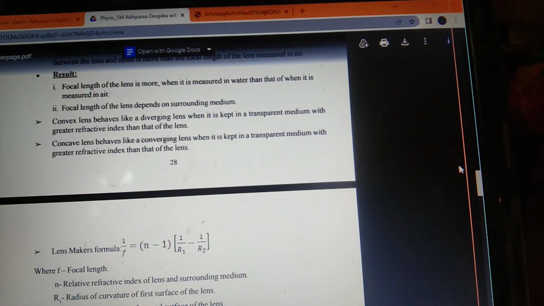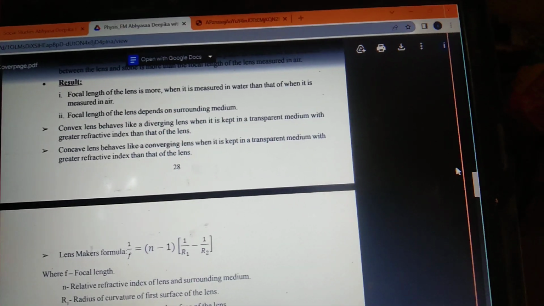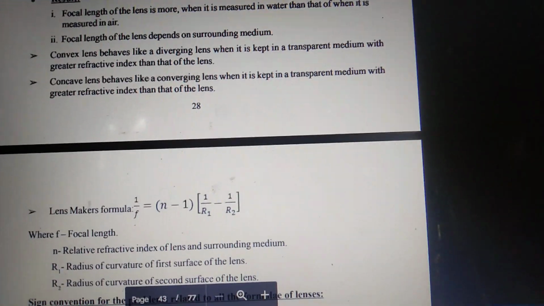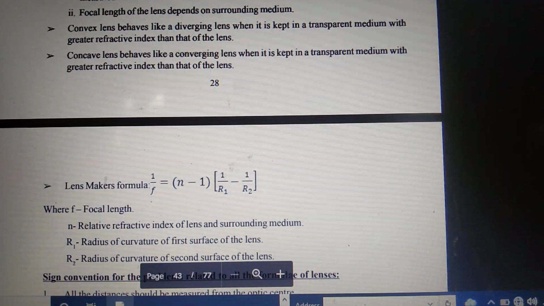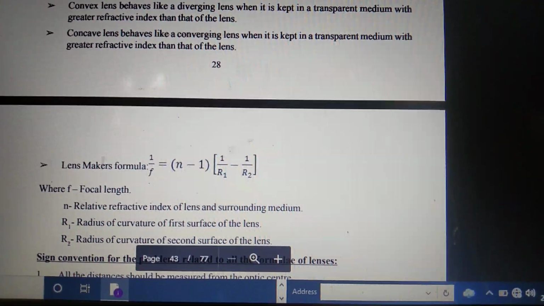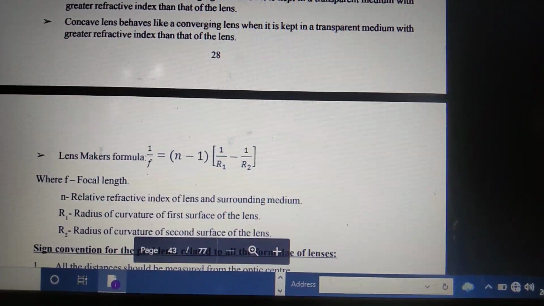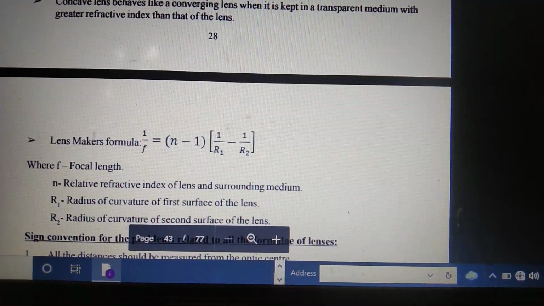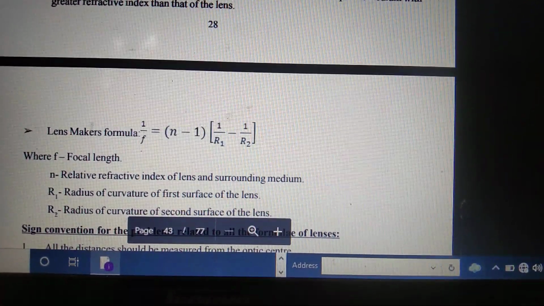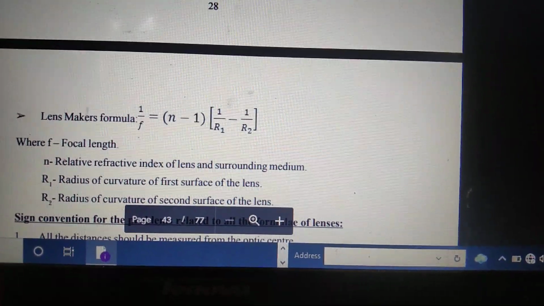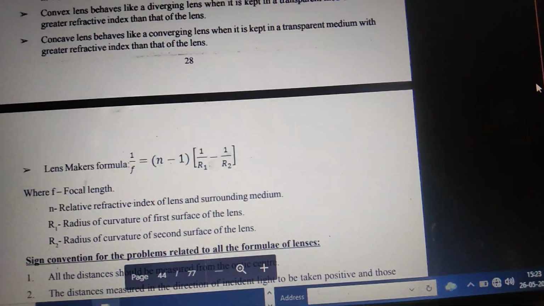A convex lens behaves like a diverging lens when it is kept in a transparent medium with greater refractive index than that of the lens. A concave lens behaves like a converging lens when it is kept in a transparent medium with greater refractive index than that of the lens. So what is the lens maker formula? 1/f equal to (n minus 1) into (1/r1 minus 1/r2). Here f is focal length, n is refractive index of the lens depending on the surrounding medium, r1 and r2 are radii of curvature of the surfaces of the lens.